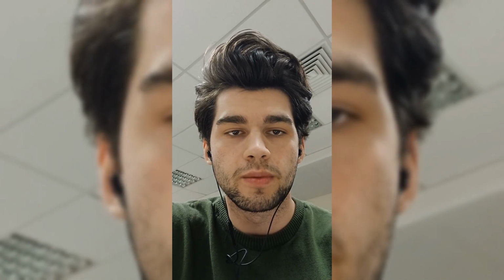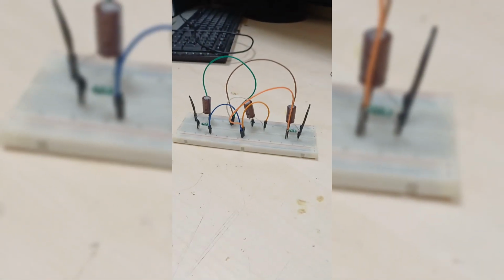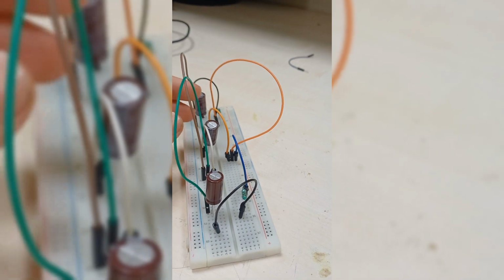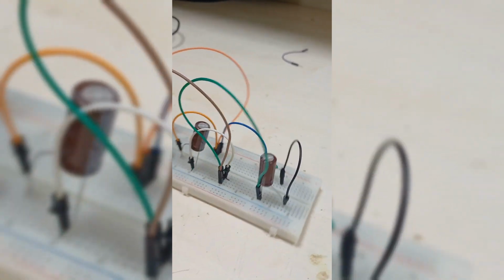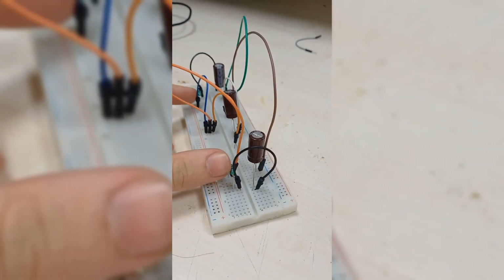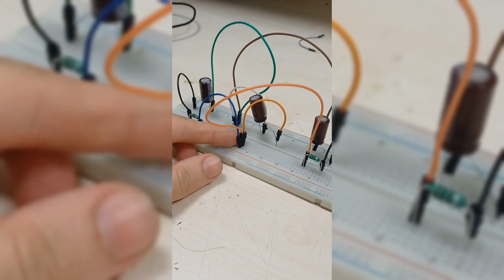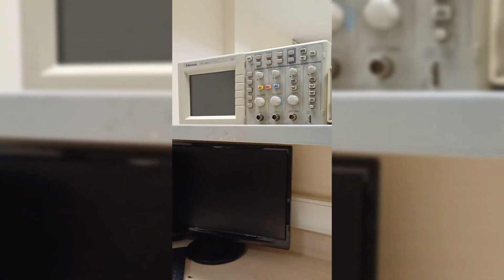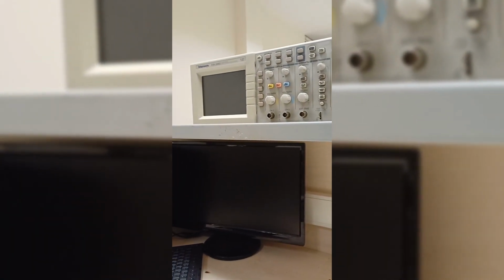Now I'll show you our experimental setup. This is the coupled LC circuit that we've used, and it's made out of 3 capacitors. As you can see, they're connected in parallel, and also the circuit is made out of 2 inductors that are connected in series. And here's the oscilloscope through which we have obtained the voltage time graph.